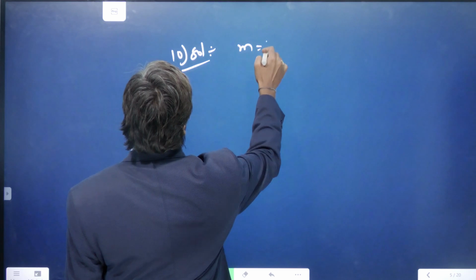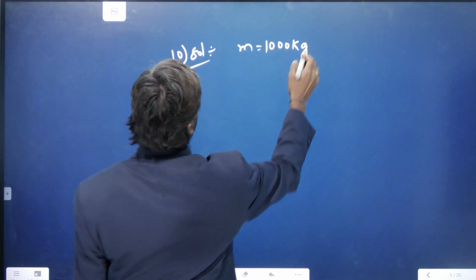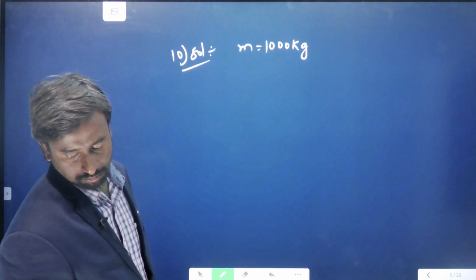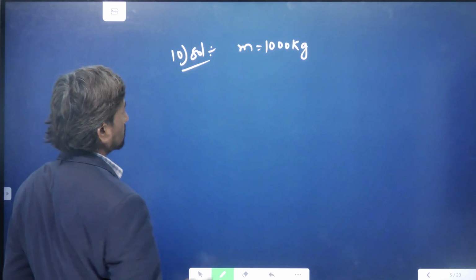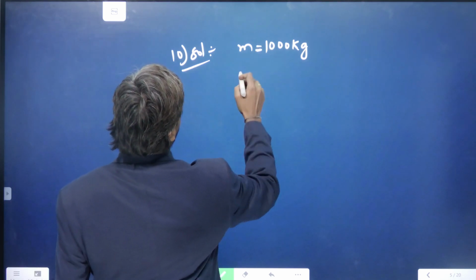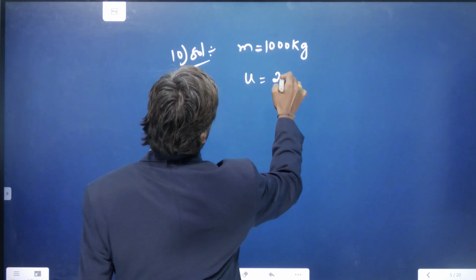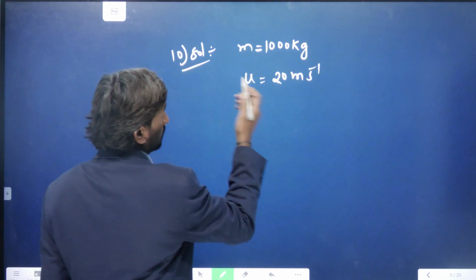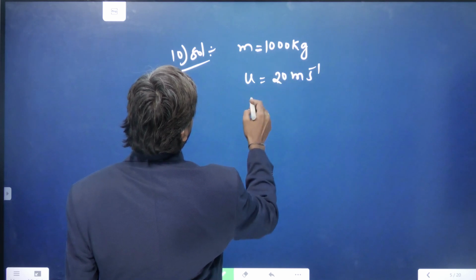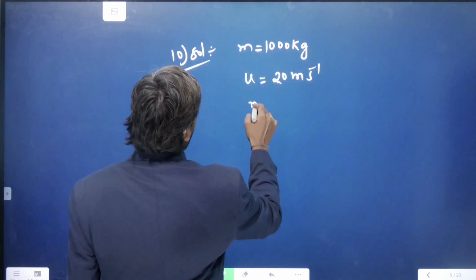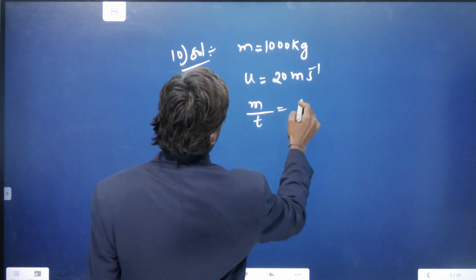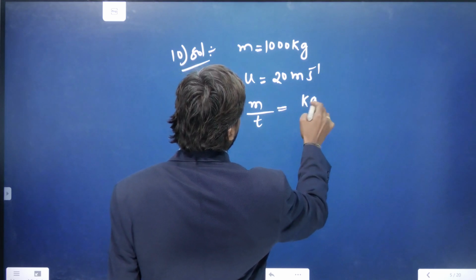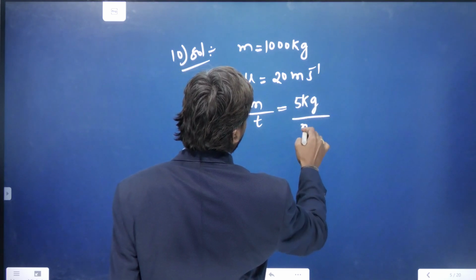So the mass of the vehicle is given here as 1000, and next is the uniform velocity, 20 meter per second. Uniform velocity v is 20 meter per second, and the mass loading, how much is given? The mass loading in the truck is given as mass per time, 5 kg per minute.